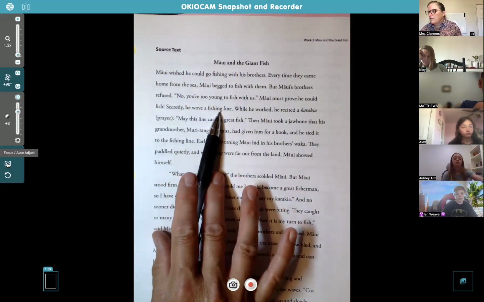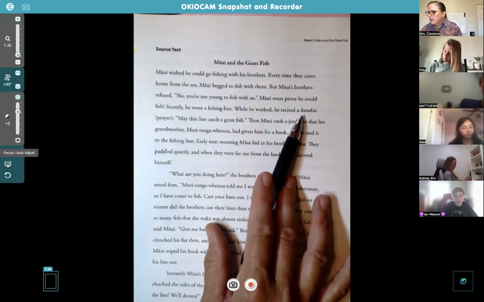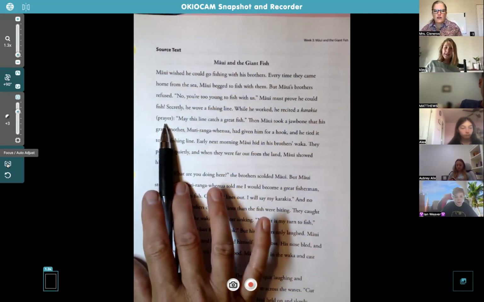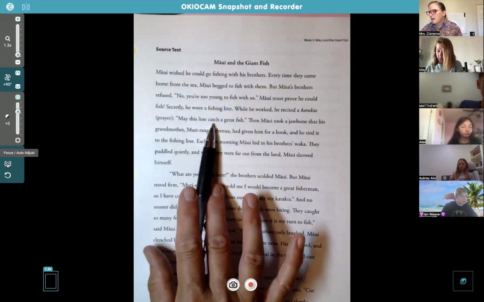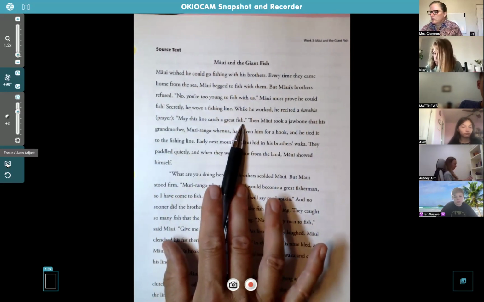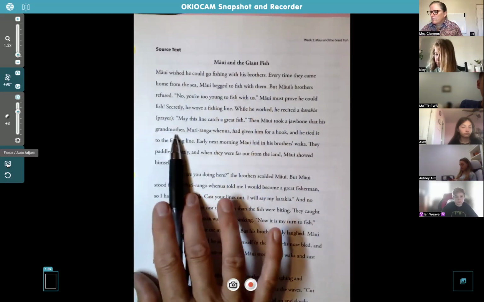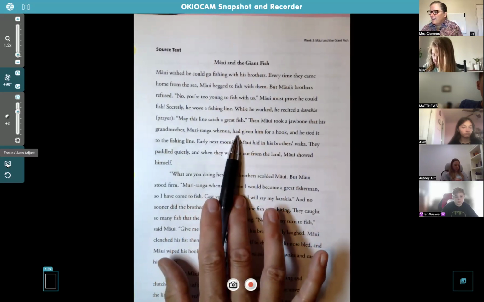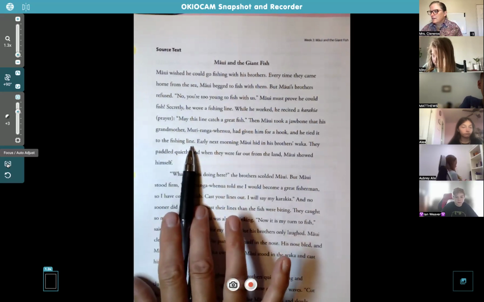Secretly, he wove a fishing line. While he worked, he recited a karakia, a prayer. Okay, so as he's making this fishing line, he's praying. May this line catch a great fish. And then Maui took a jawbone that his grandmother, Muri Ranga Wenua, had given him for a hook, and he tied it to the fishing line.